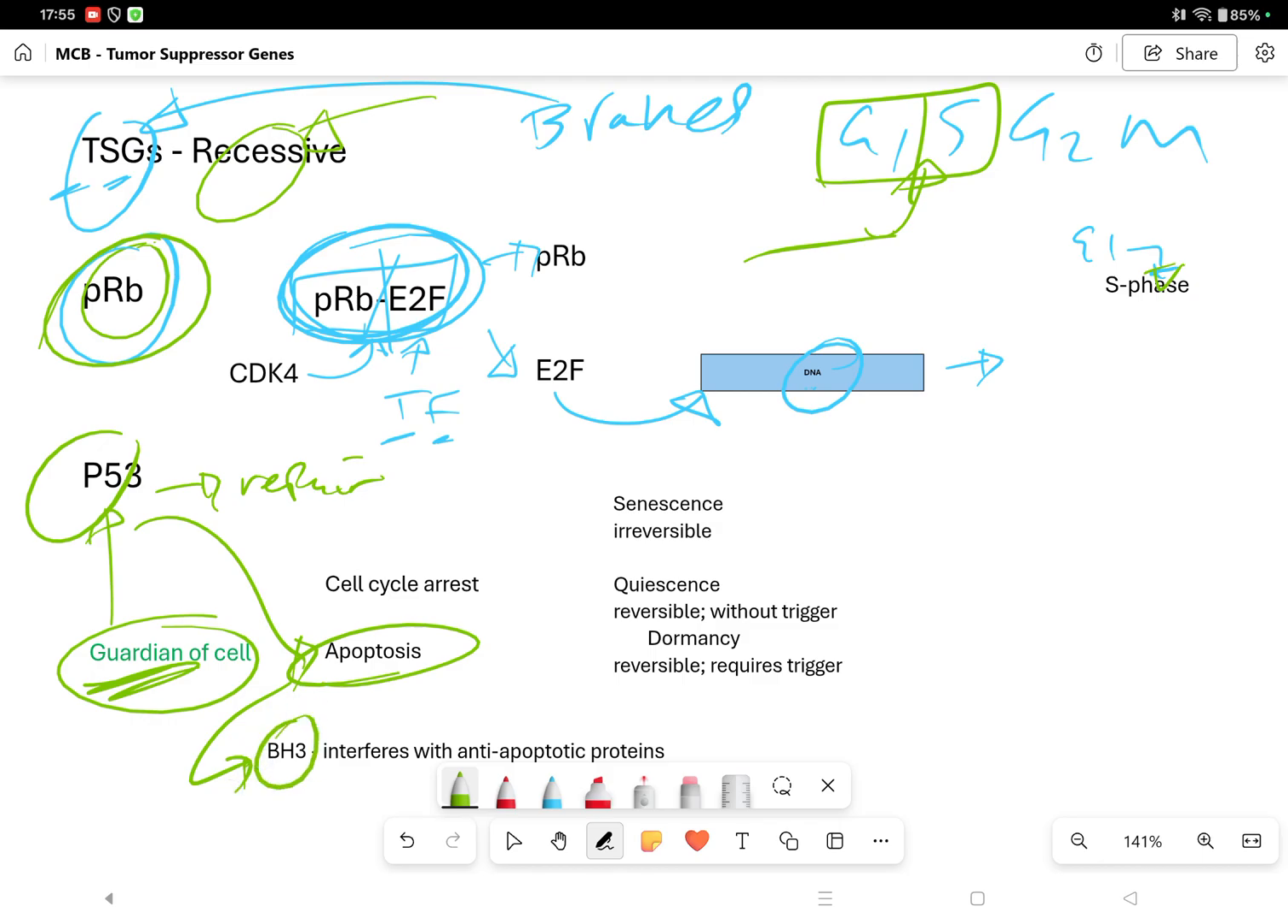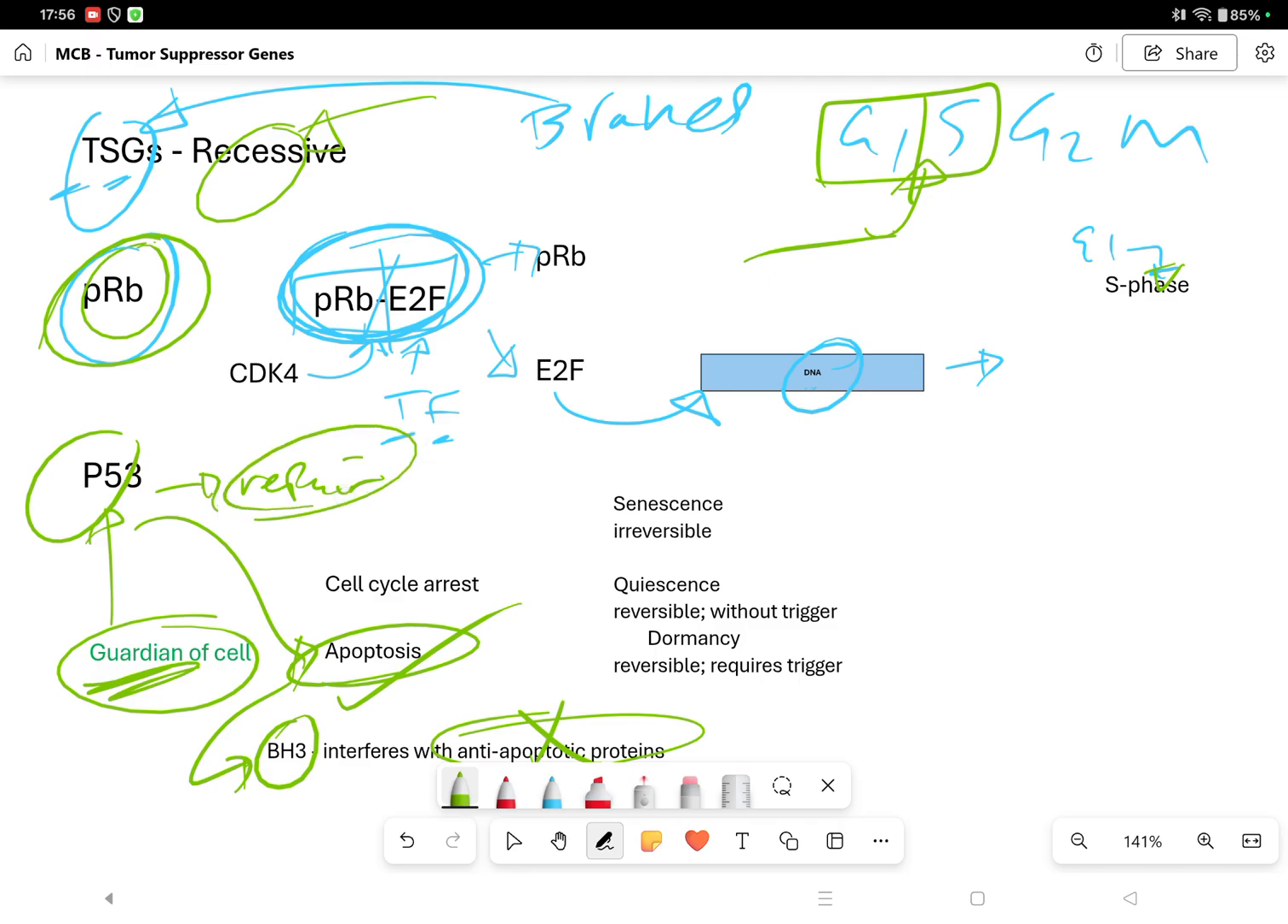What does BH3 do? It goes and interferes with the anti-apoptotic proteins. Under normal circumstances, you've got the cell there, and it's not going to undergo apoptosis, so your anti-apoptotic proteins are in action. However, BH3 says, let's knock you out and let the process of apoptosis happen, because the DNA is a complete mess. That's one of the things that can happen. The other thing that can happen is, like we said, repair.